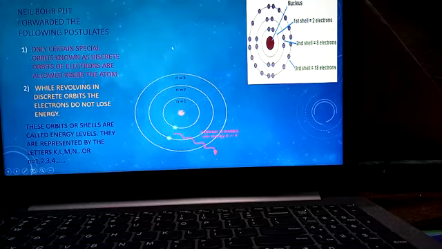So this is about Niels Bohr, and in tomorrow's class we will discuss the Bohr-Bury scheme about the arrangement of electrons and about their valencies.